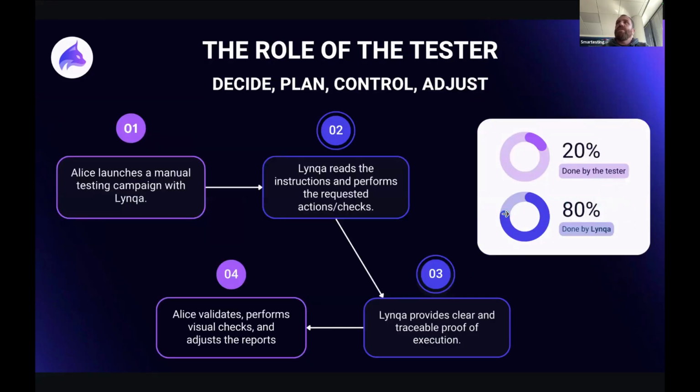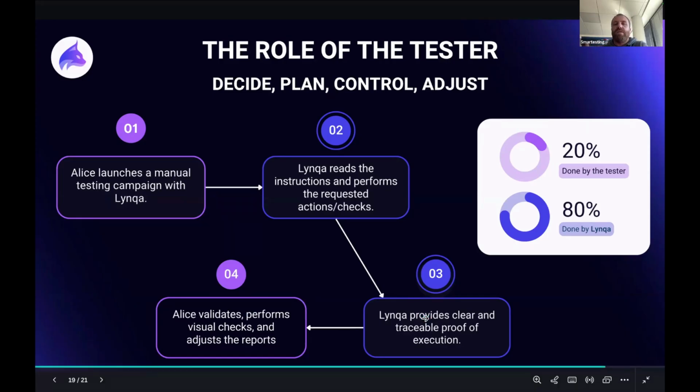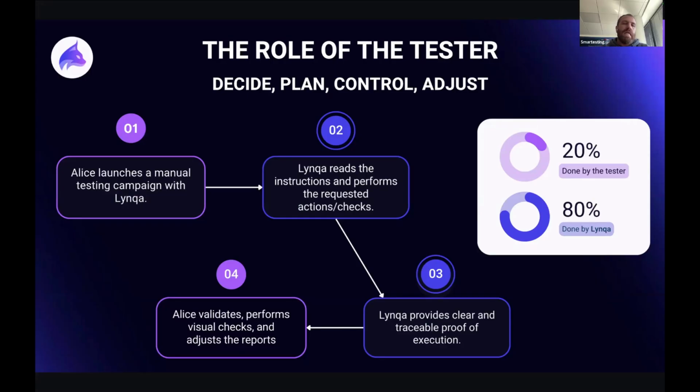So by doing this, the role of the tester changes a bit. If we have a tester, the tester will launch the manual test campaign with Lynqa. Then Lynqa will take charge to read the instruction and to perform the requested action and checks. It will also create the proof, the evidences of what has been done, the execution. And the tester will validate and perform additional checks or adjust the reports if needed. So it will save a huge time to the tester for the test execution.